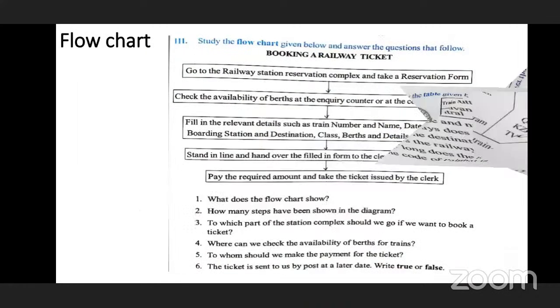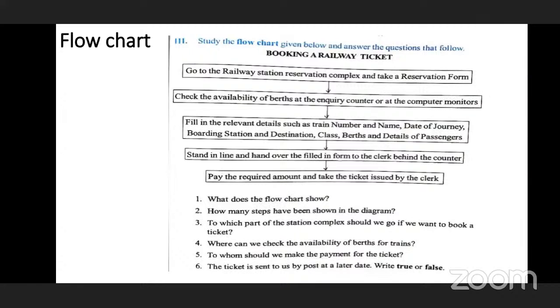Let's move to the next slide. This is a flow chart. A flow chart, as it was discussed in the beginning slides, generally talks about a sequence of actions in order to teach the process of doing something. What is the process of doing something in this flowchart? Of course, booking a railway ticket. How a railway ticket should be booked is taught in this flowchart.